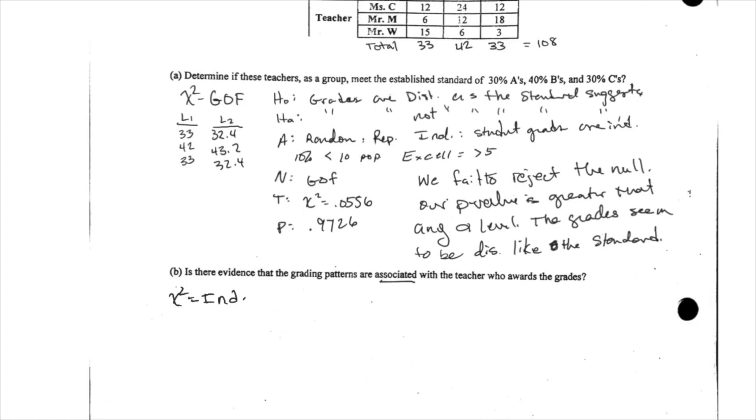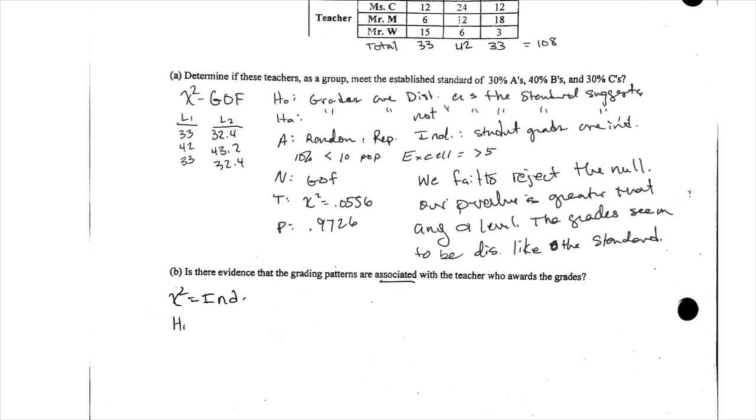12, 18, 15, 6, and 3. Double check it. 12, 24, 12, 6, 12, 18, 15, 6, and 3. Okay. We're going to go to the chi-square tests. I'm just going to pull it up and have it ready to go, since I've already got them typed in.